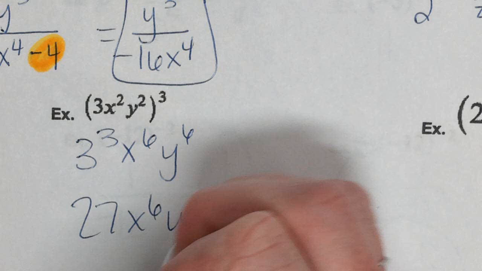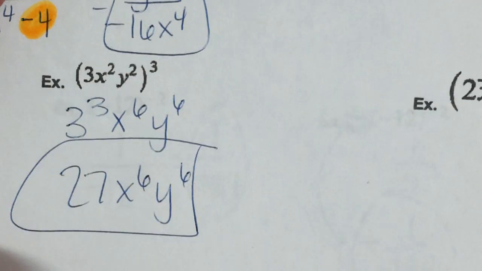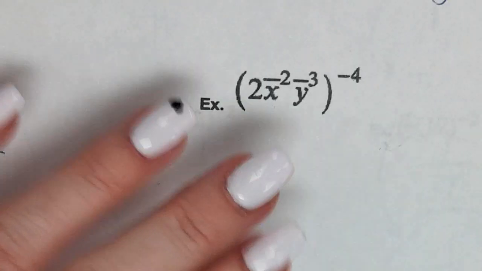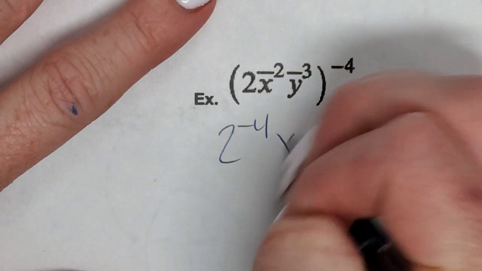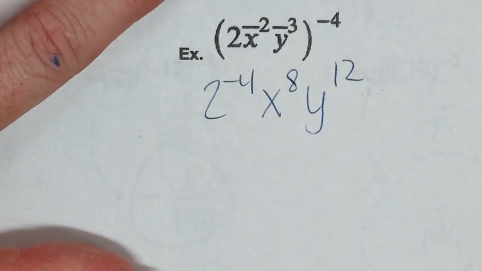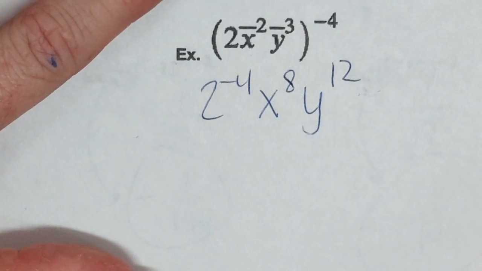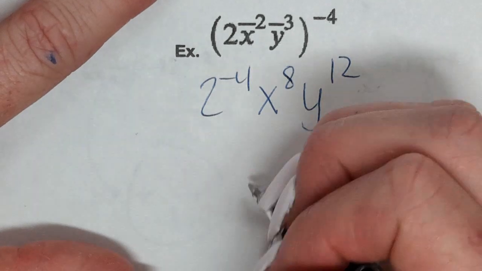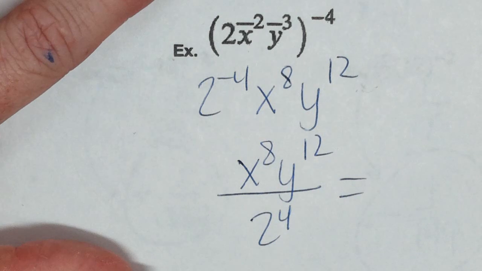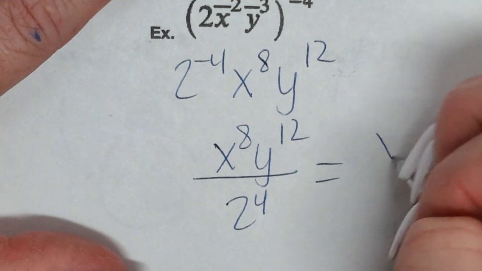Did everybody get this one? That's honestly probably the level of difficulty I've seen it on the STAAR test. They're not super, super hard, but they're not super, super easy. Like they're kind of in the middle. All right, this one, 2 to the negative 4, x to the 8th, y to the 12th. Yes? So what's got to move to the bottom? 2 to the 4th. Which is 2 times 2 times 2 times 2 is 16.